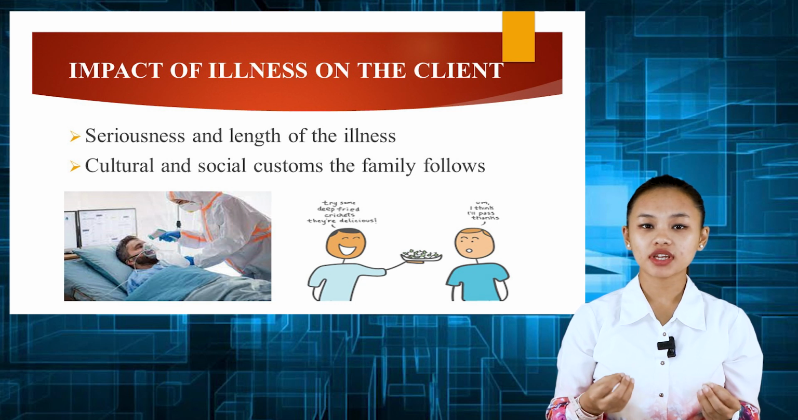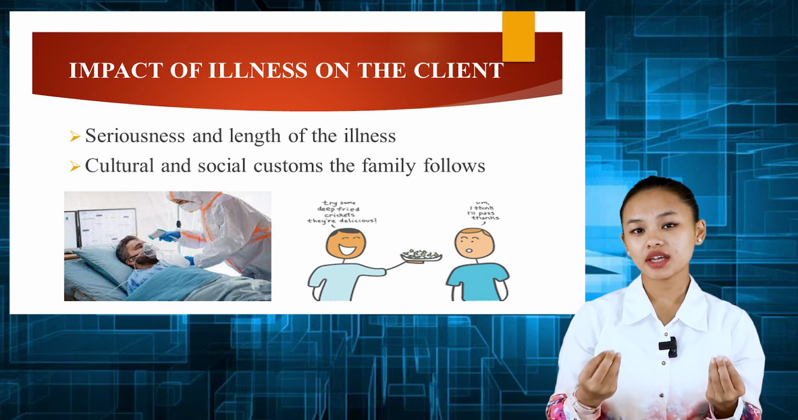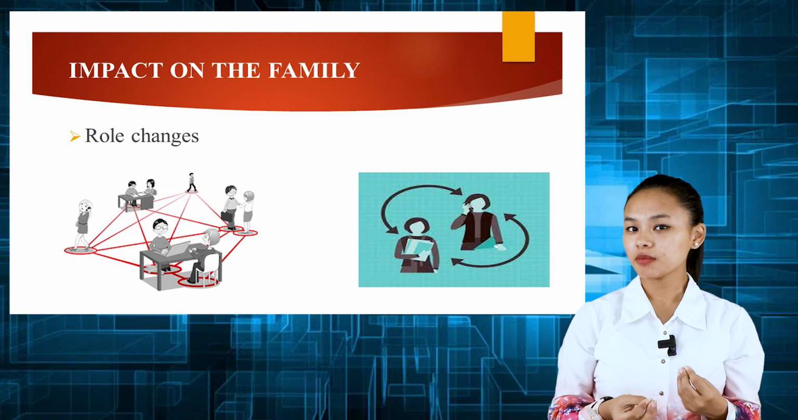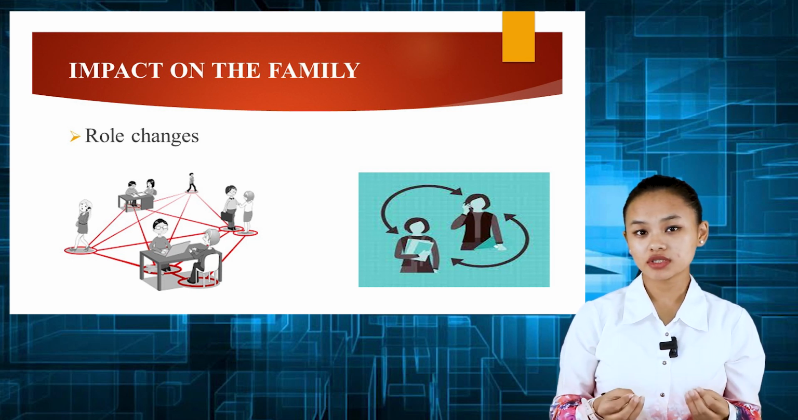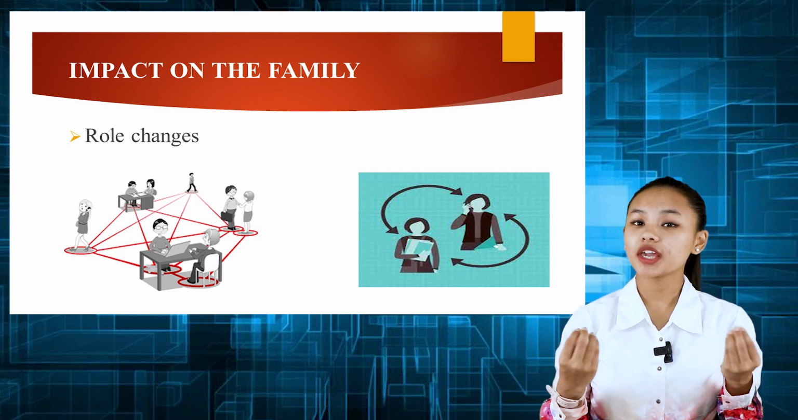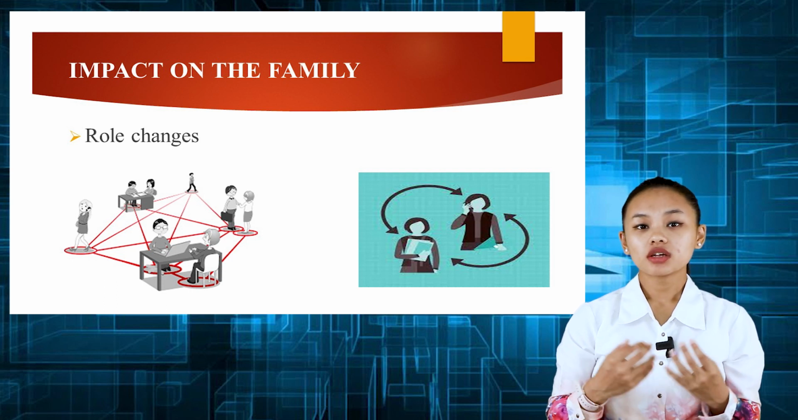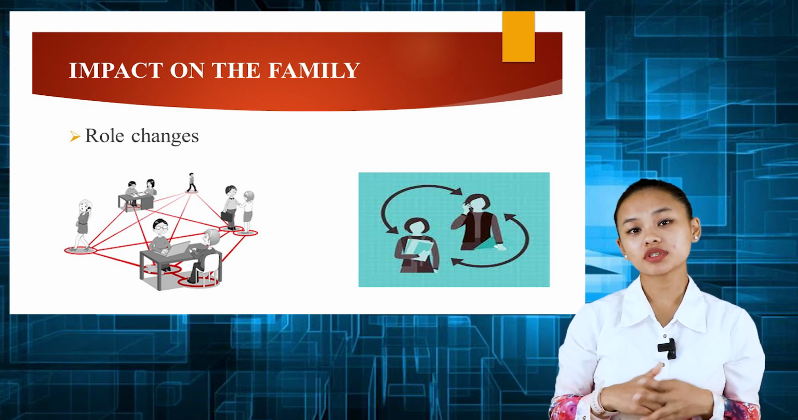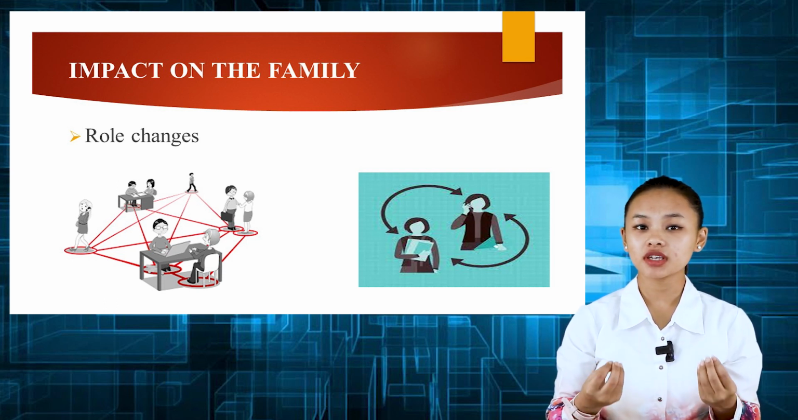Next, we will move on and look at how this illness can impact the family. When one person is ill, it can impact the whole family. There will be various changes that can occur. The first one is the role change. Here, each family member is assigned different roles. When one family member is sick, he or she will not be able to perform the roles. So, other family members must take up his role in order for the family to function properly.